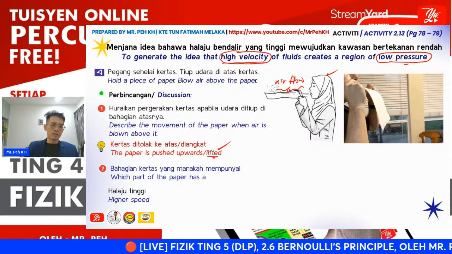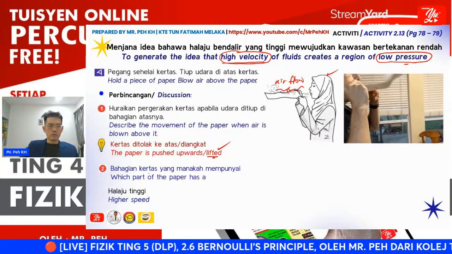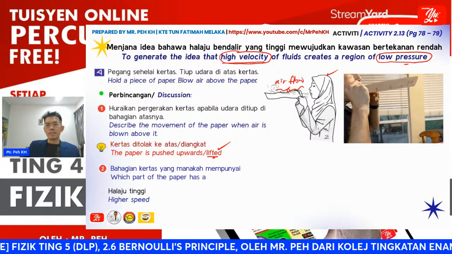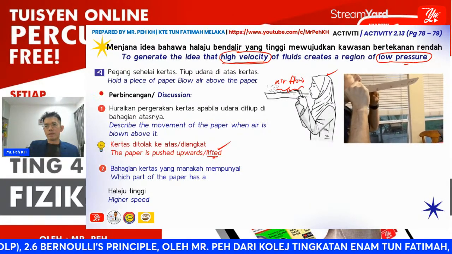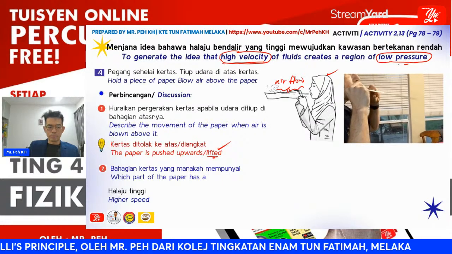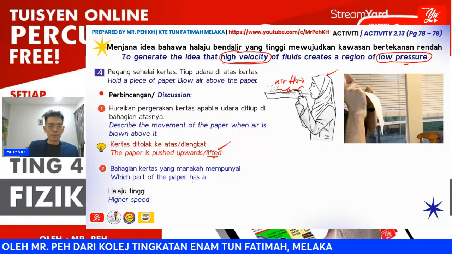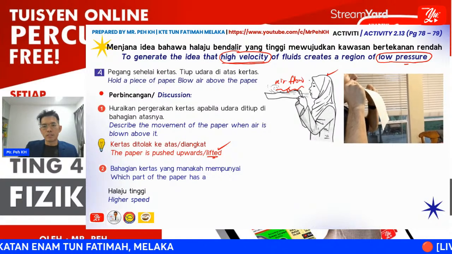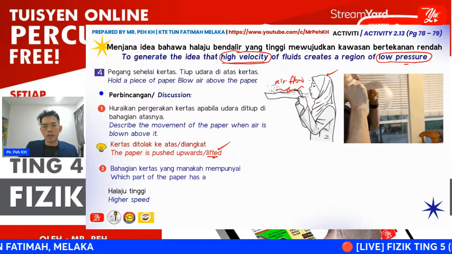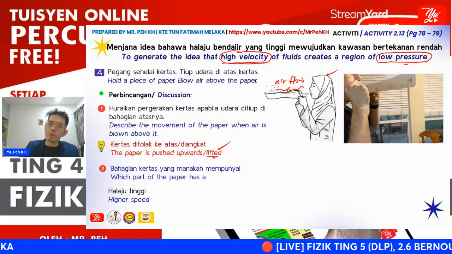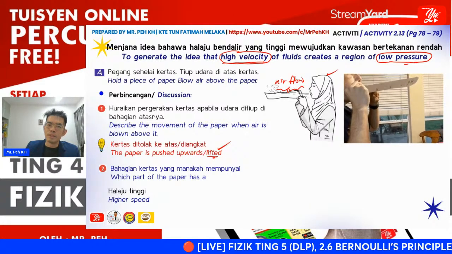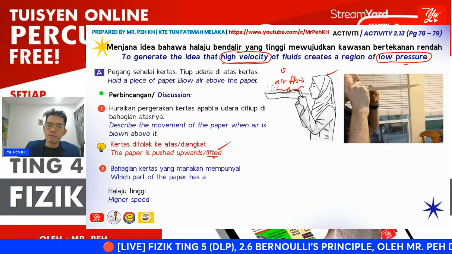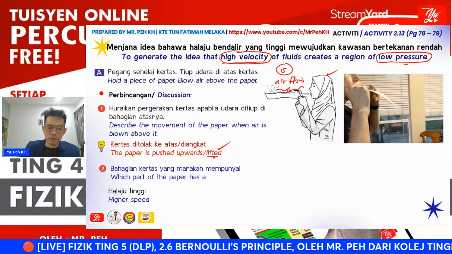Then the question here is to relate the velocity together with the changes of pressure. Which part of the paper has a higher speed? As per the instruction, the air will blow above the paper, so the speed definitely will be higher above the paper.